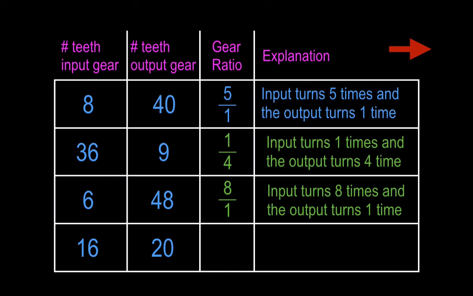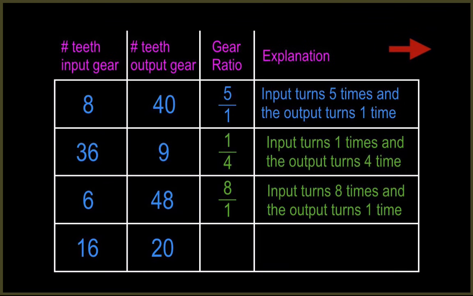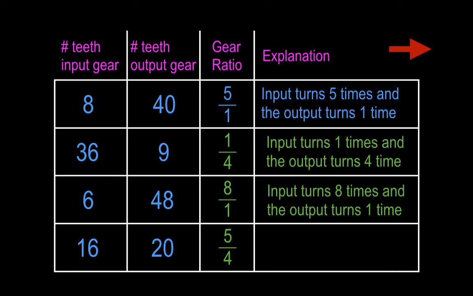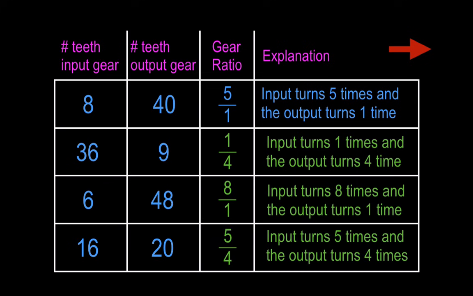Okay, the last one might be a bit confusing to you guys. What you end up with here is 20 over 16. But unfortunately, that one doesn't simplify out neatly. So what you have to do is look for numbers that will go into both 20 and 16. The first one I thought of was 4. And that leaves you with 5/4. Since 5 is prime, you know you're done. And from there, you can go ahead and say, all right, the input turns 5 times, the output turns 4 times.